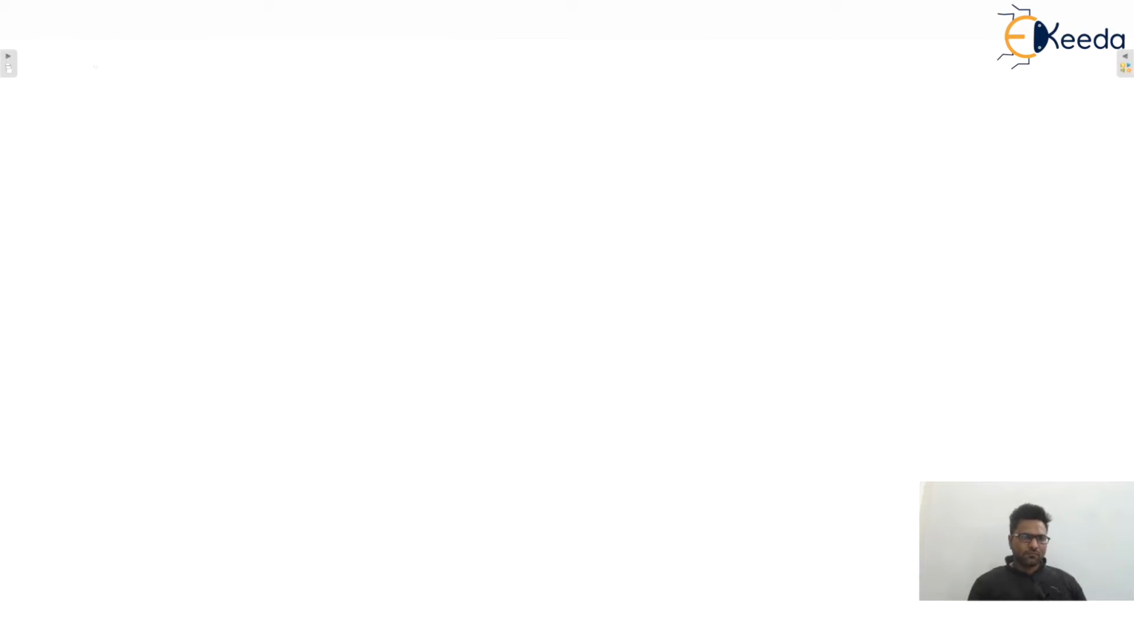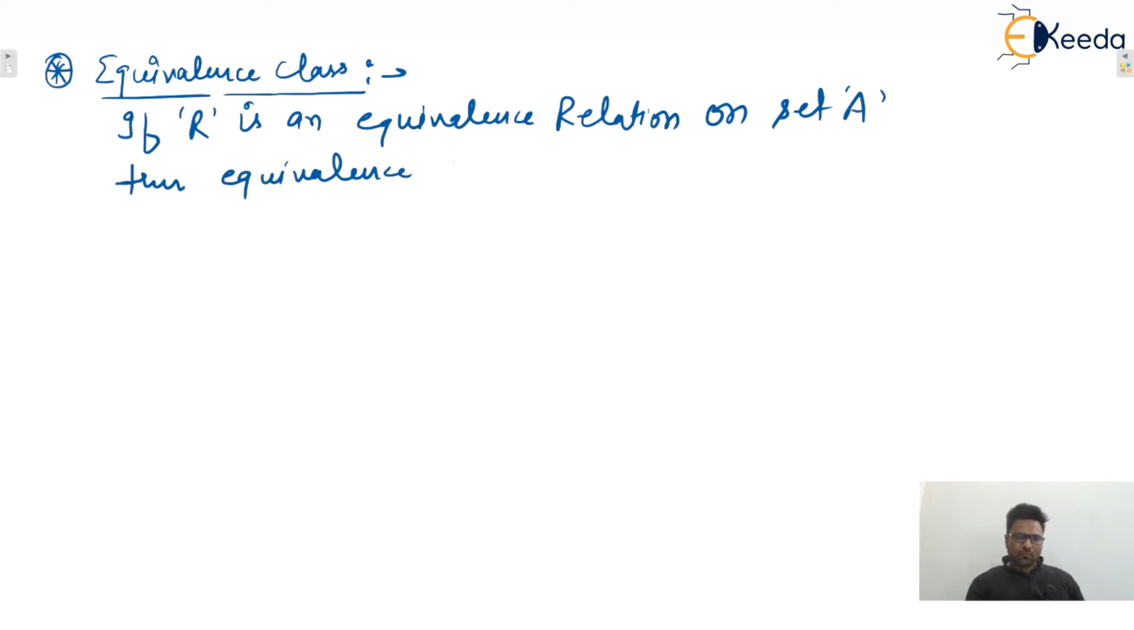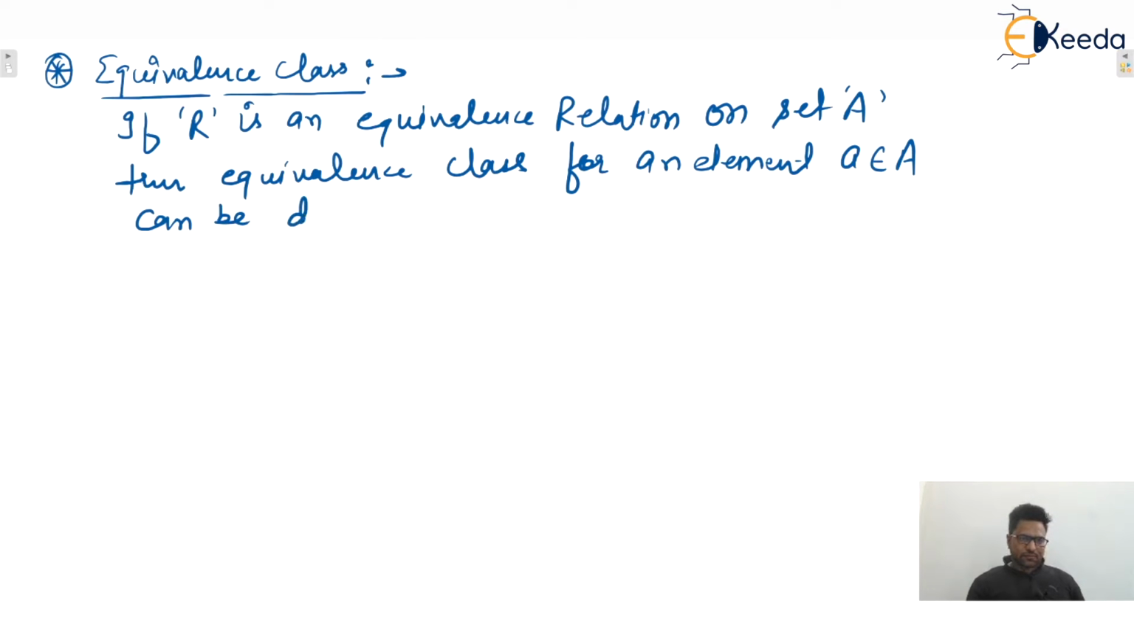Okay, next one, equivalence class. If relation R is an equivalence relation on set A, then the equivalence class for an element a belonging to set A can be defined as: equivalence class of a is equal to {y such that a is related to y}, isn't it? So that is the equivalence class.